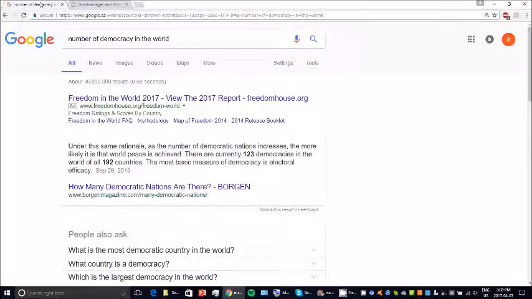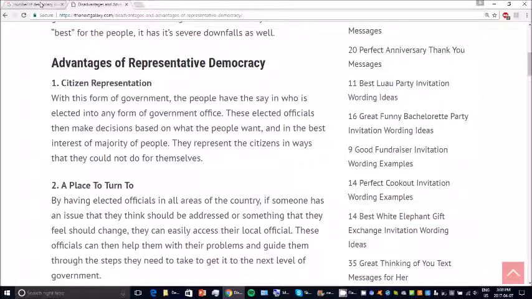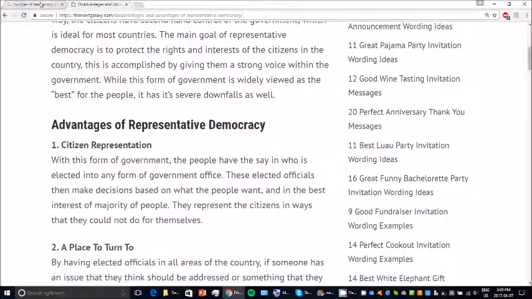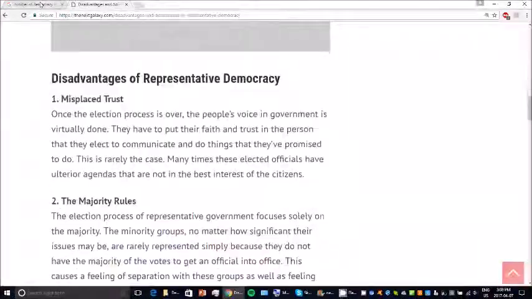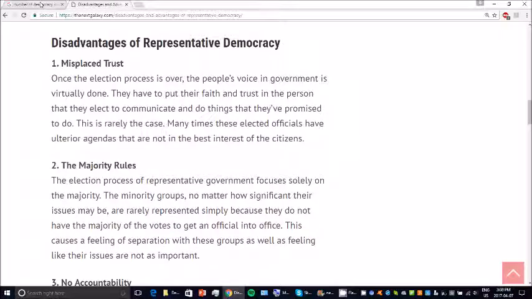Let's see some negatives of democracy now. So it's on this site, and we're going to scroll all the way here to the disadvantages. The first disadvantage that is listed here is misplaced trust. This is basically telling us that after the election, when citizens are almost powerless, they are forced to trust their elected officials into doing the right thing. Sometimes they may have ulterior agendas, they may fail, and citizens are powerless to stop them.